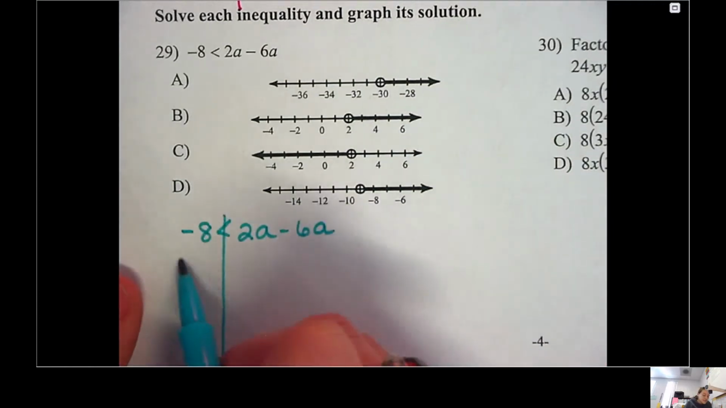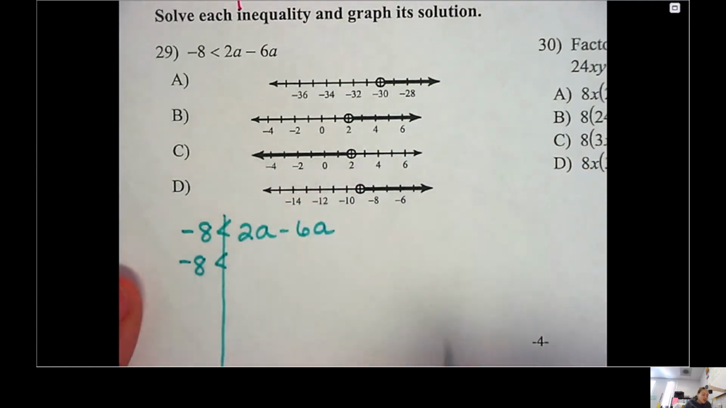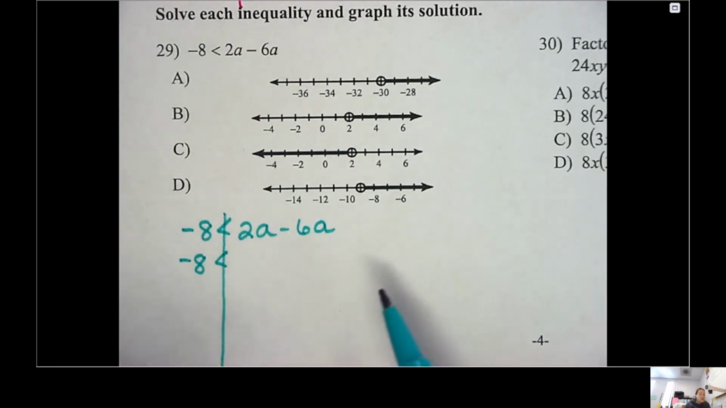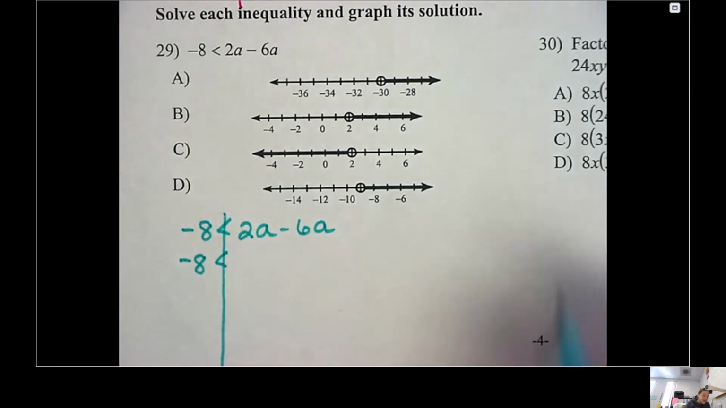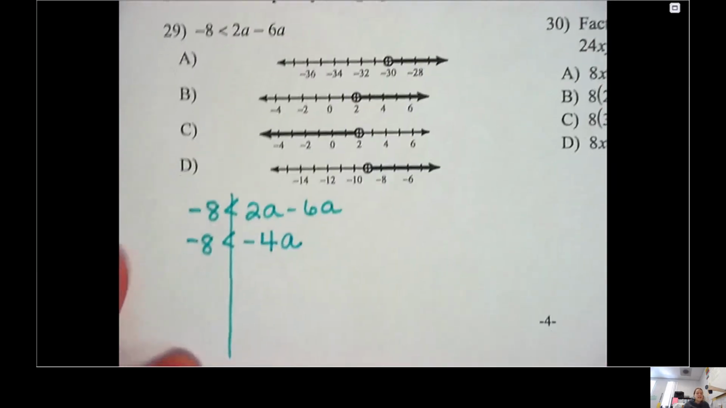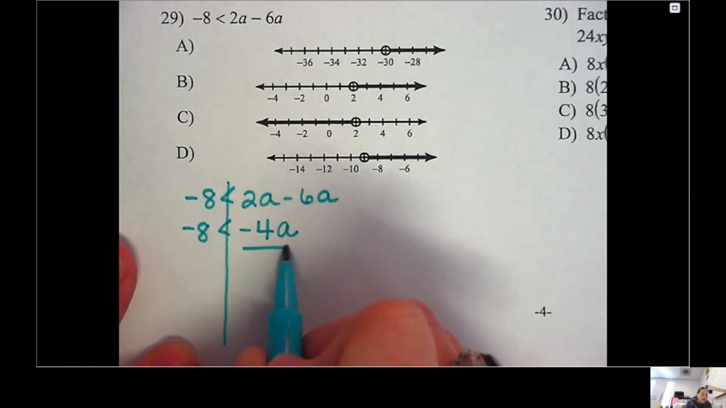So on the left, I see that there's nothing to do. It's just a negative 8. On the right, I can do 2a minus 6a's. So if I have 2a's and I subtract 6a's, I've got negative 4a's. And then to get a all by itself, I divide by negative 4.